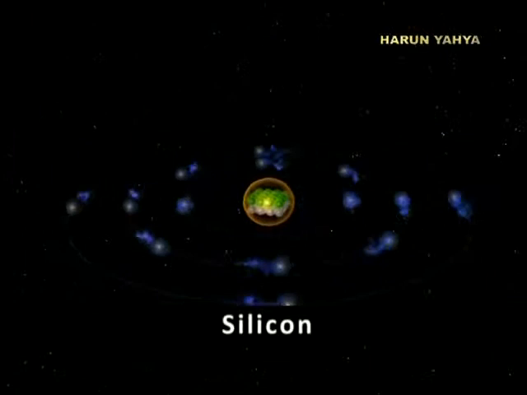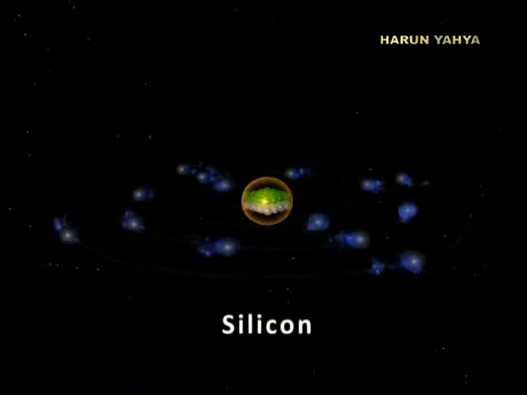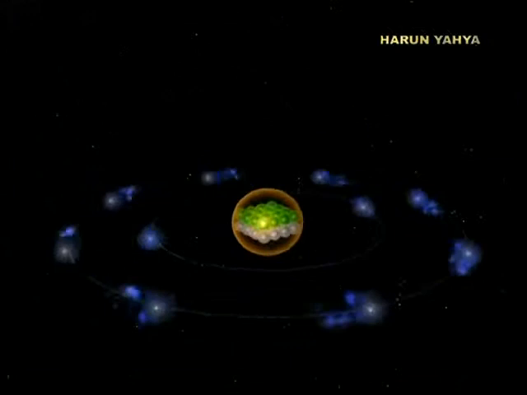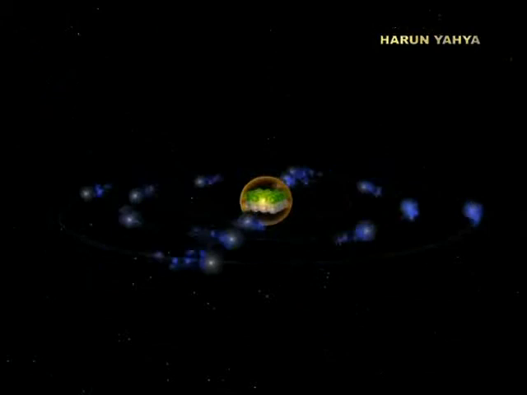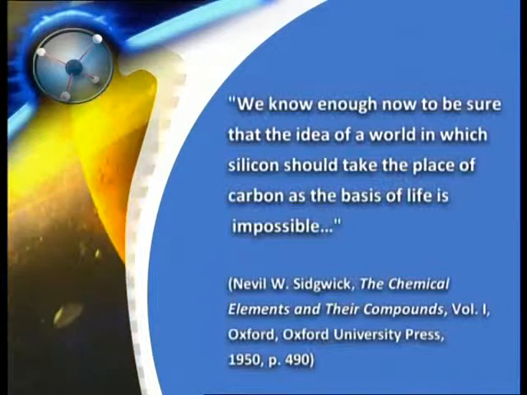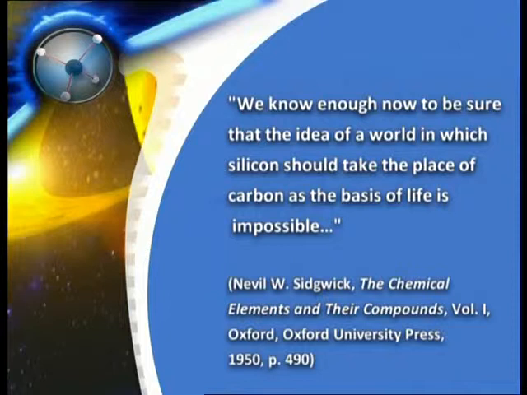Although silicon is an element very close to carbon, it is unable to form such powerful bonds with its own atoms. The bond it establishes is weak and unsuited to the formation of long chains. In his book, The Chemical Elements and Their Compounds, the British chemist Neville Sedgwick describes how there is no alternative to carbon. We know enough now to be sure that the idea of a world in which silicon should take the place of carbon as the basis of life is impossible.